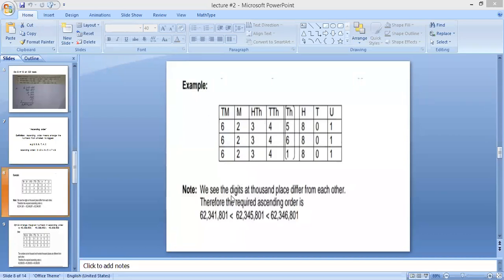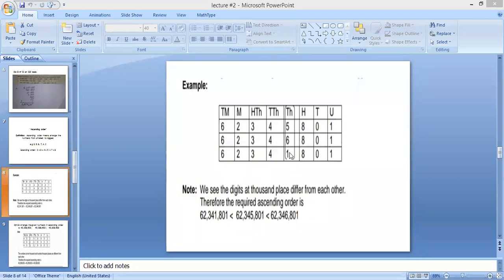And we see the digits in the thousands place are different from each other. You can check the remaining digits are all the same, but in the thousands column, you have three different numbers: 5, 6, 1. And now this example is regarding ascending order. You will check which number is the smallest one, 1, 5 or 6.